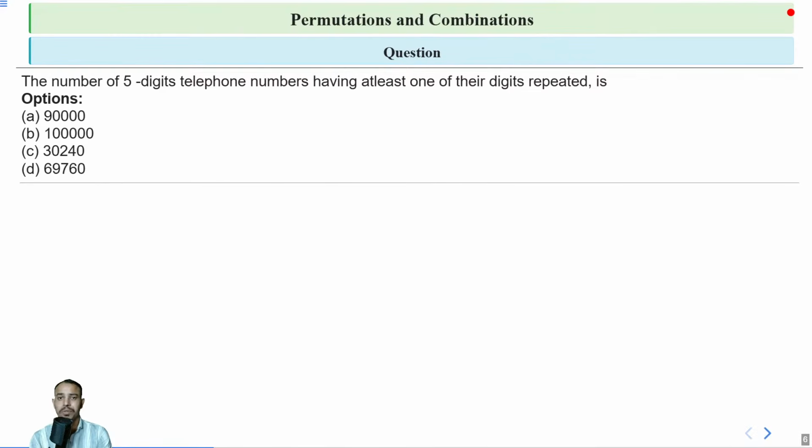What we have to do in this question is find the number of 5 digit telephone numbers having at least one of their digits repeated. You have here 4 options. Among these 4 options, you have to find which option is correct. First of all, try it by yourself and then see the solution. Okay students, everyone try it. Take your time and give your answer in the chat section.